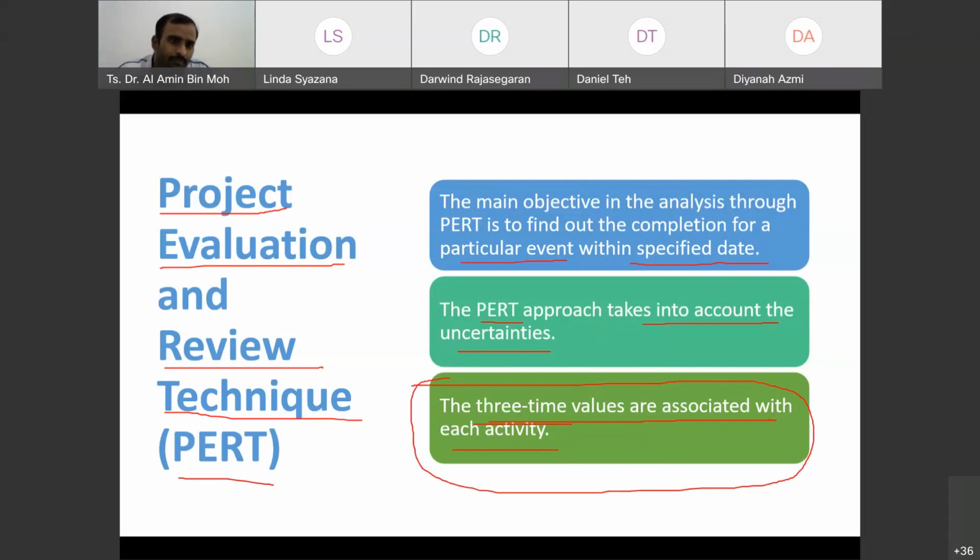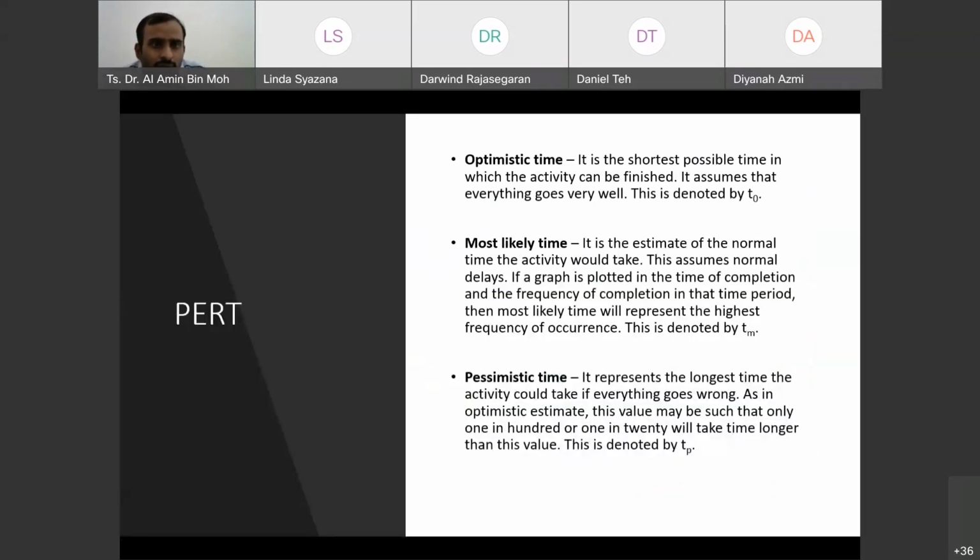Okay, what are they? We are going to take into consideration the optimistic time. Optimistic time means the shortest possible time that we can do. Usually it's denoted by TO. The second one is the most likely time, the estimate of the normal time. It assumes normal delays. This is denoted by TM, the most likely time.